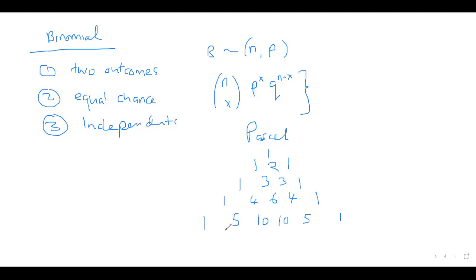Then again here, 1 plus 5, 6. Here you get what? 15. Here what do we get? 20. Here what do we get? 15. 5 plus 1, 6. You close here. Then here we have 1 plus 6. You get a 7. 6, 21, 35, 35, 21, 7. You close. You go on and on, but maybe up to 7.